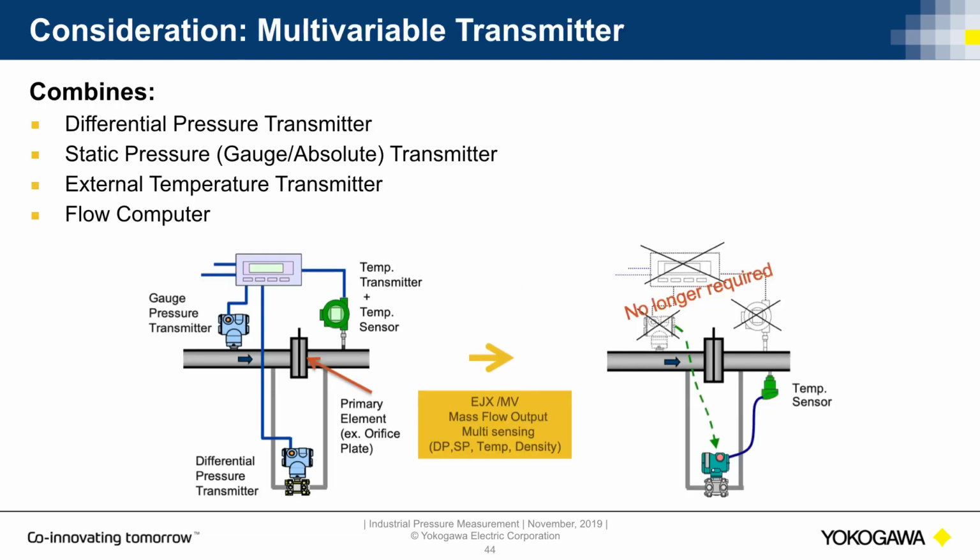We take a look at a multivariable transmitter. This is a situation where you might have a lot of swing in process conditions, whether it's pressure or temperature. On the left, you can see a traditional setup where you've got a differential pressure transmitter at the bottom, a static pressure transmitter, whether it's gauge or absolute, up at the top left, and then a temperature sensor.